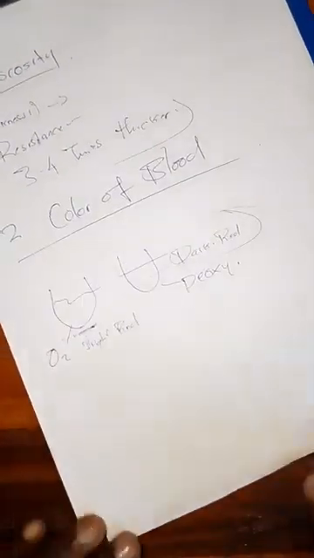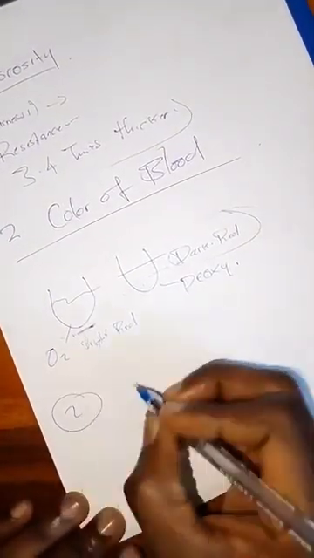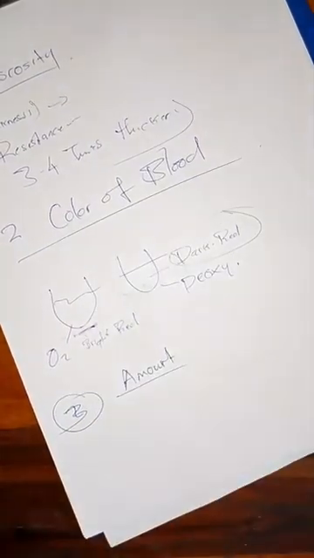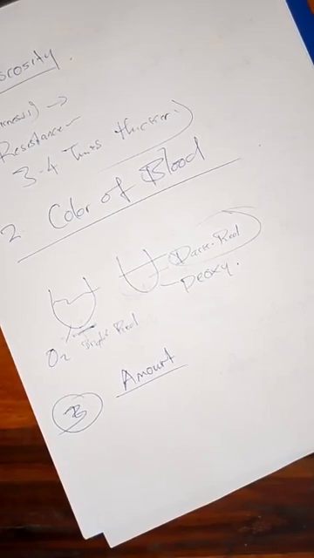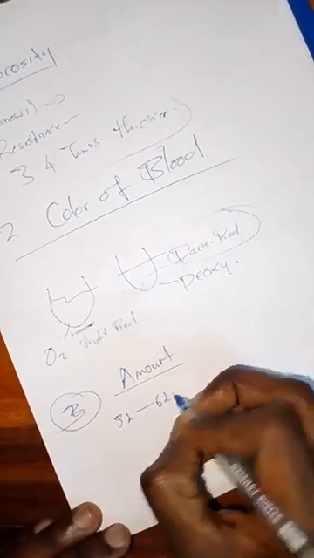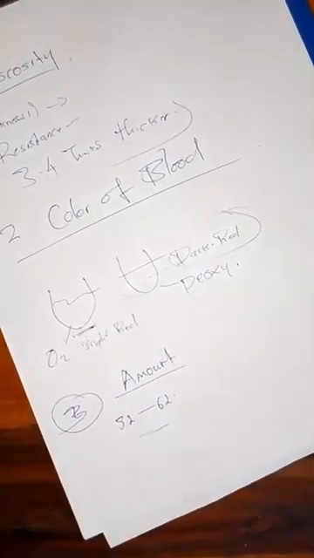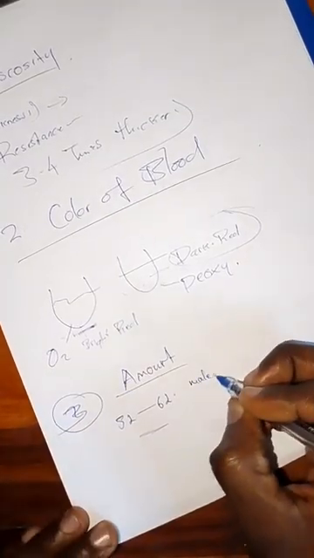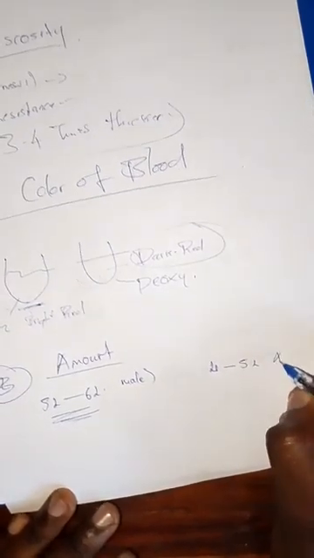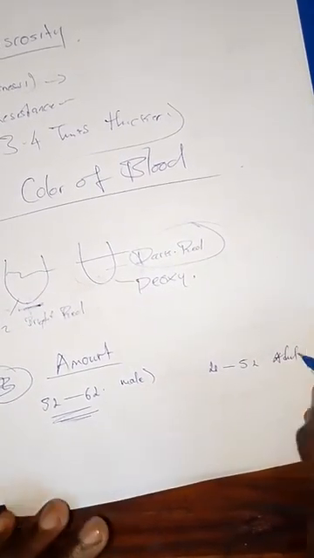Then the other part that you'd like to look at is the amount of blood. Do you know that the volume of blood differs between female and male? The range of blood volume in the human body is about 5 to 6 liters in an average adult male. Then in an average adult female it is somewhere between 4 to 5 liters.